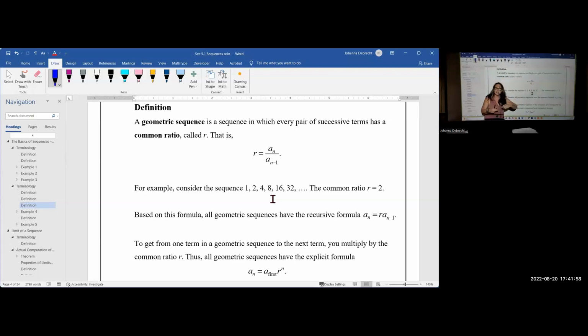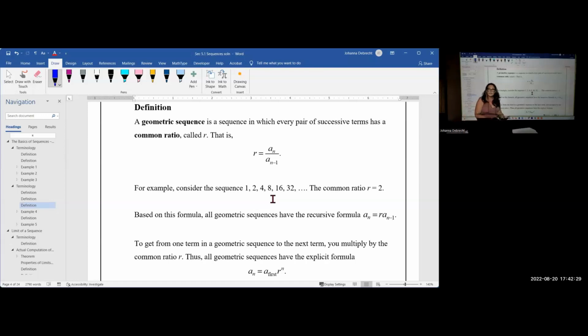Every pair of successive terms, one followed by another, has a common ratio, not a common difference. You're not subtracting a sub n minus 1 from a sub n. Instead, you're dividing a sub n by a sub n minus 1. So you take the one after and divide by the one in front. And this is called a common ratio. So geometric sequences are ones where you get the same ratio every time you divide.